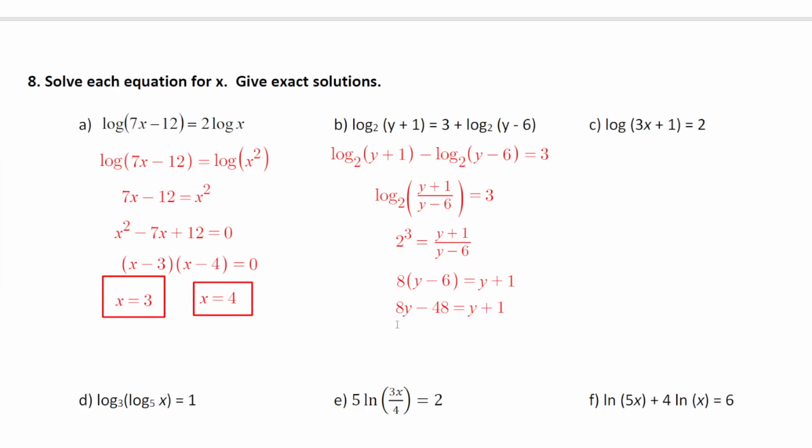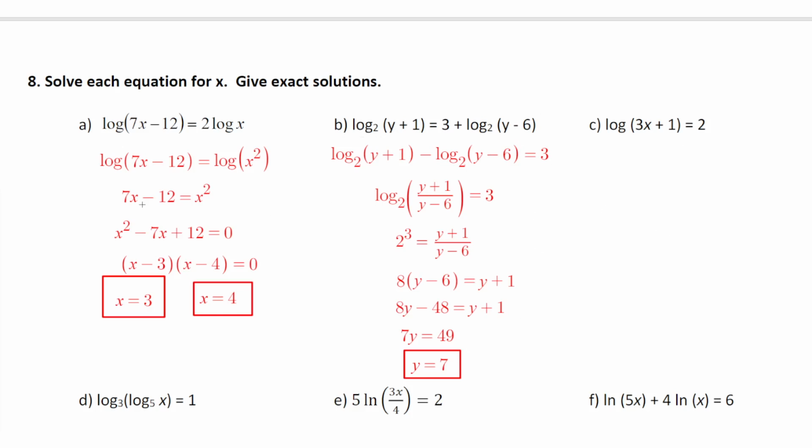So for instance, I can subtract y on both sides. And just for the sake of not running out of room, I'm going to add 48 to both sides and just do this both in the same step. And I get 7y equals 49. When I divide both sides by 7, I get y equals 7. Let's do a quick little domain check here. Make sure we don't end up with a 0 or a negative inside any of the logarithms. 7 plus 1 is positive, so that checks out okay. 7 minus 6 is also positive, so no domain problems here.